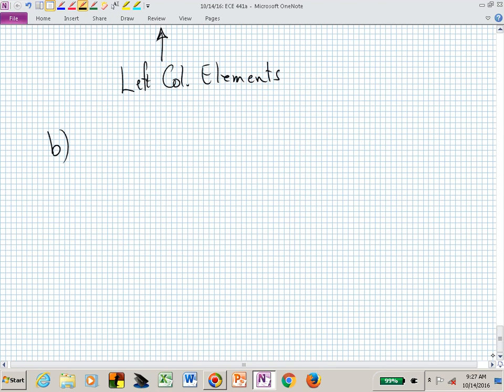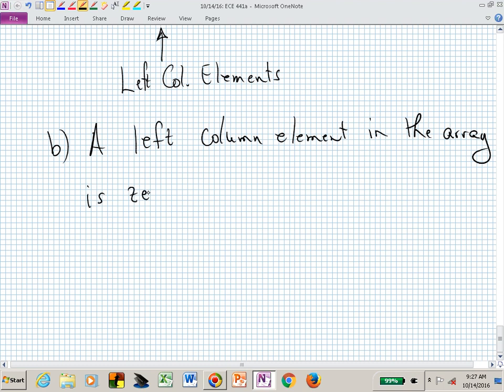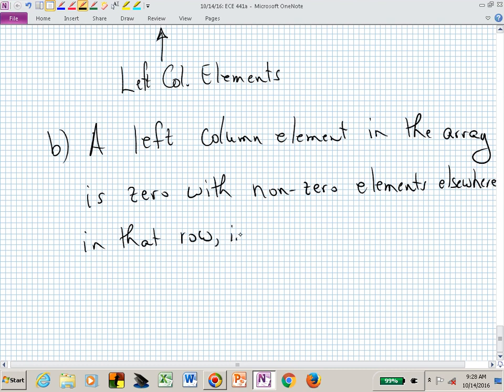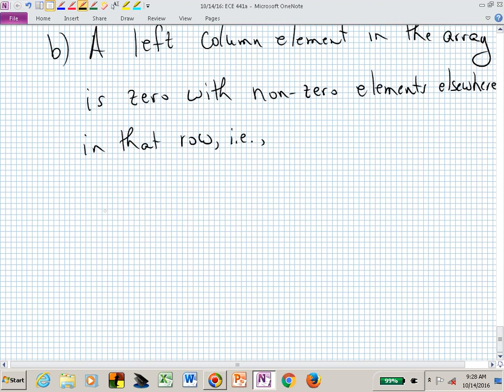The second case, case B, is now in that left column. Let's say that we have a left column element in the array that is actually 0 with non-zero elements elsewhere in that row. That is, suppose that we were looking at the s to the 5 row, and this will make more sense when we start building the array. But let's say we built this Routh array, and the s5 row had a 0, then the non-zero elements elsewhere in that row might be 4, 7.2.